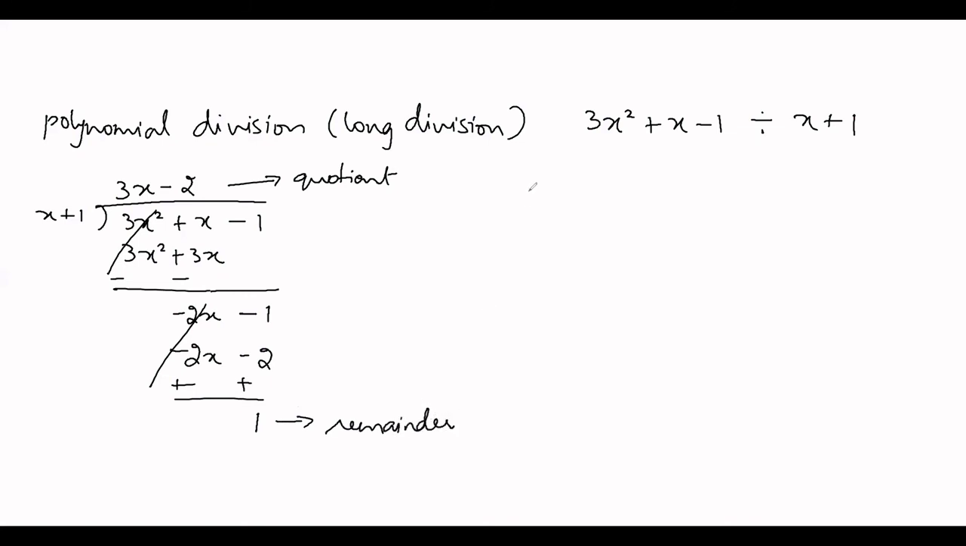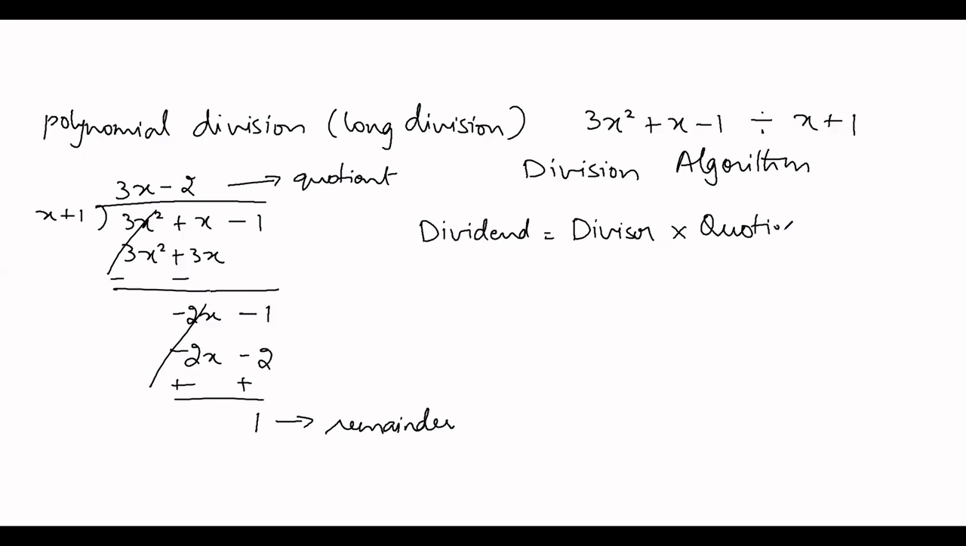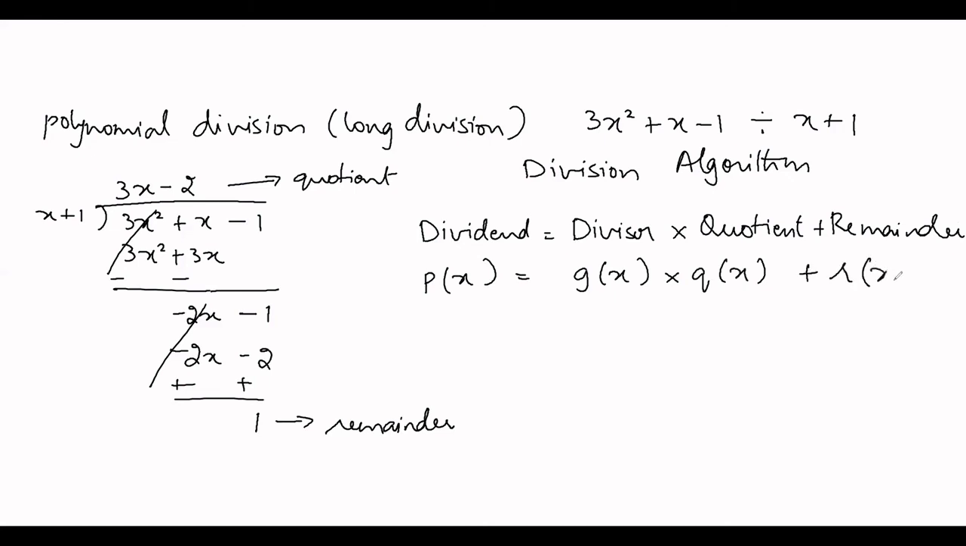Okay, so now this is called the division algorithm, which is dividend is equal to divisor into quotient plus remainder. So let us generalize this. Say p of x is the dividend and g of x is the divisor. Quotient is q of x and remainder is denoted by r of x.